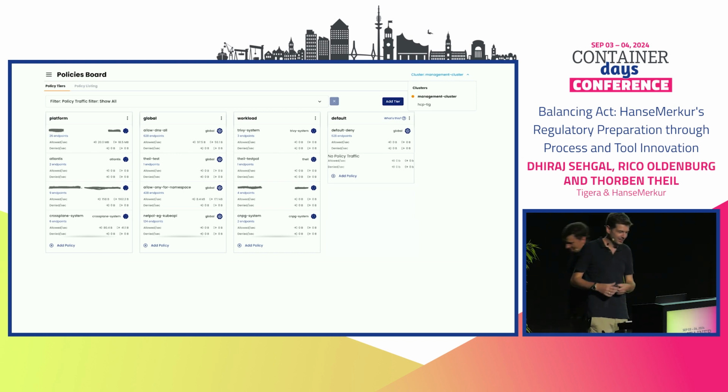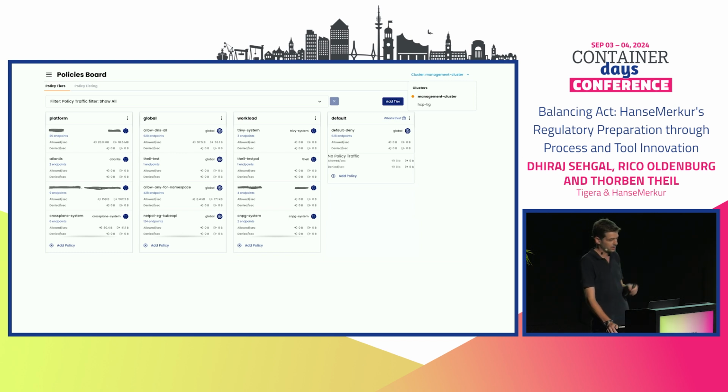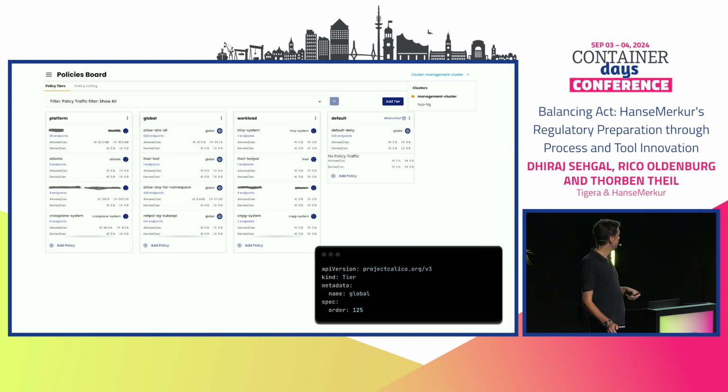Thanks. Then let's see how we solve this technically, and let's dive right in. You've probably guessed it already. We use Calico to tackle most of these challenges. And what you see here is the policy board you get when you log into the Calico Manager UI, and it shows these lanes, and they're called tiers. This is how a tier looks like, nothing fancy here.